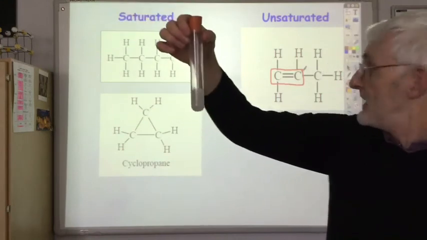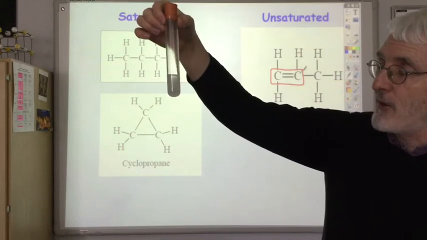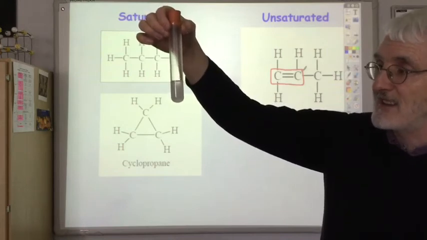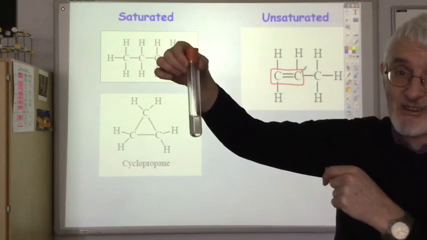And as you can see, the brown colour of the bromine water has disappeared. It's been decolorized, and that tells us that that hydrocarbon is unsaturated.